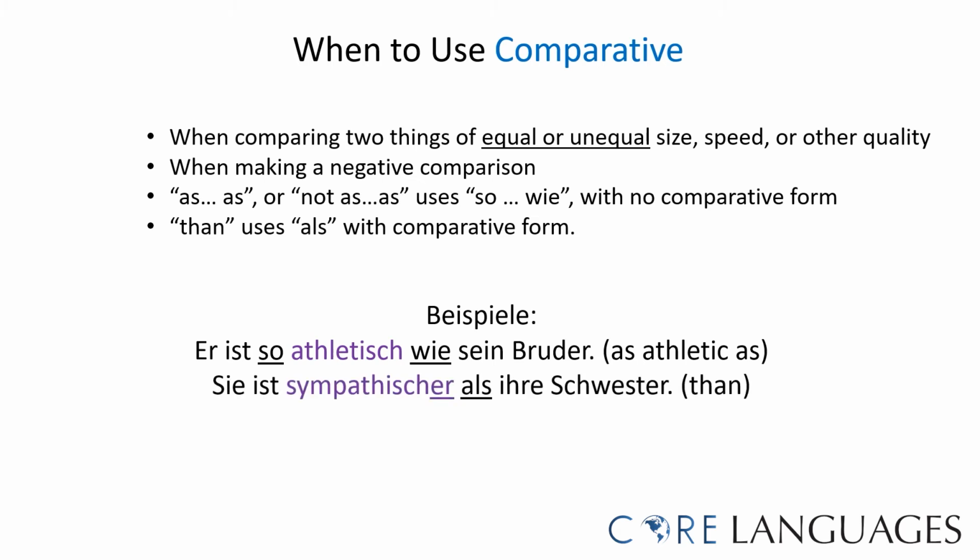But sie ist sympathischer als ihre Schwester. She is nicer or more pleasant than her sister. In this example, we used als, so we used the comparative adjective sympathischer.